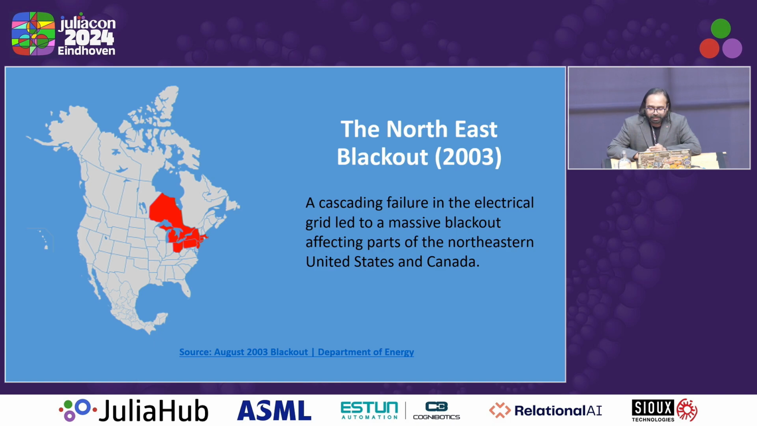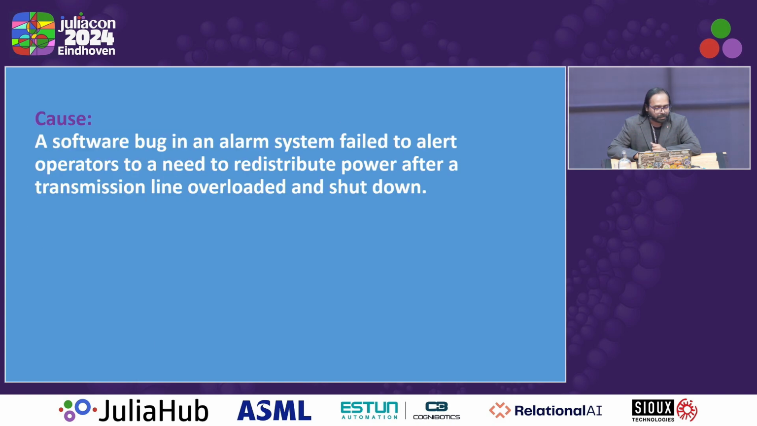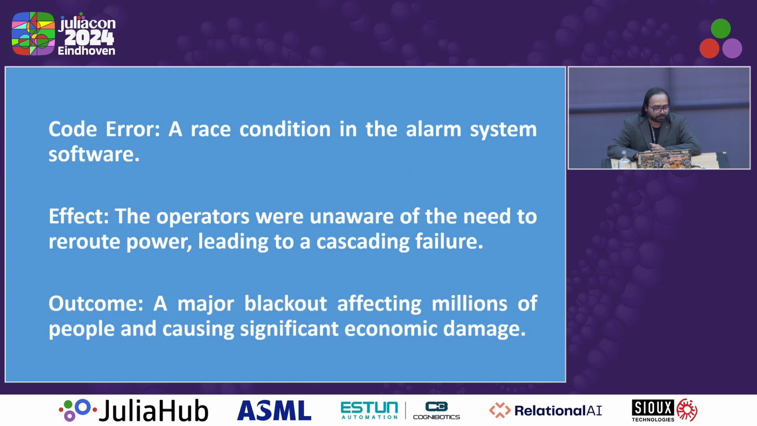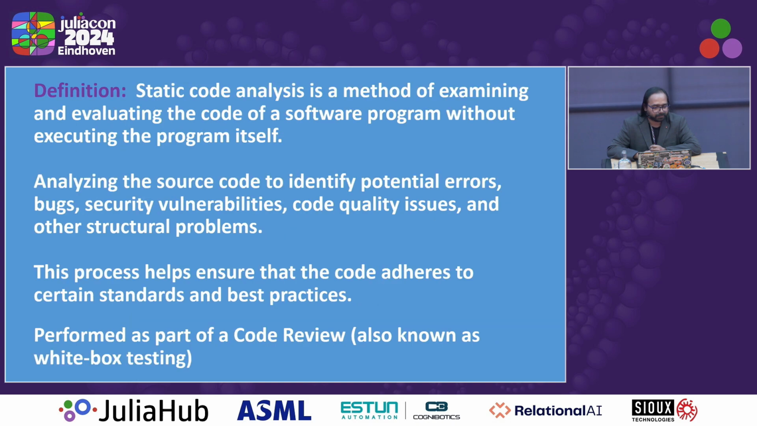Then similarly, there was another incident, the Northeast blackout. There was a cascading failure in the electrical grid that led to a massive blackout affecting parts of northeastern United States and Canada. There was a software bug in an alarm system which failed to alert operators to the need to redistribute power after a transmission line overloaded and shut down. There was a major blackout affecting millions of people and causing significant economic damage. These are some incidents which highlight the importance of static analysis.